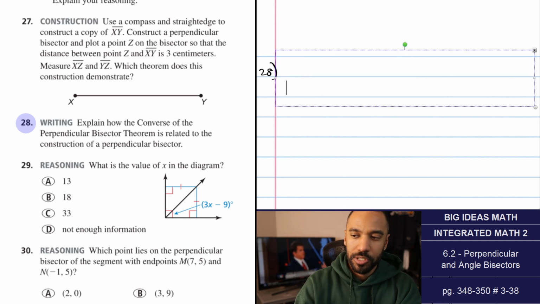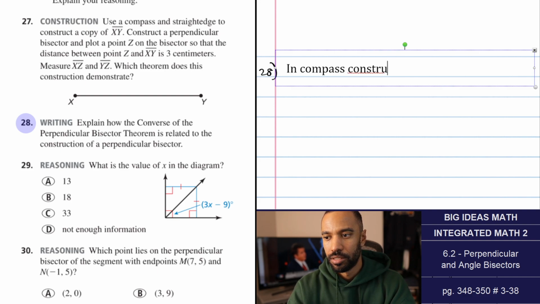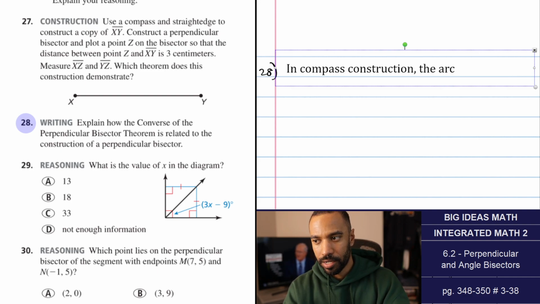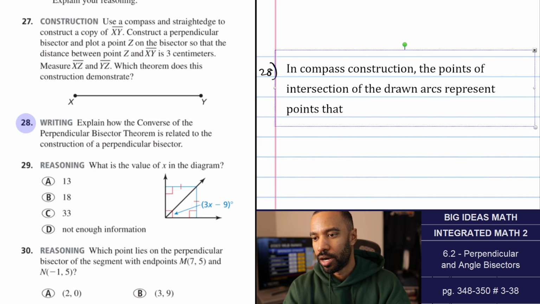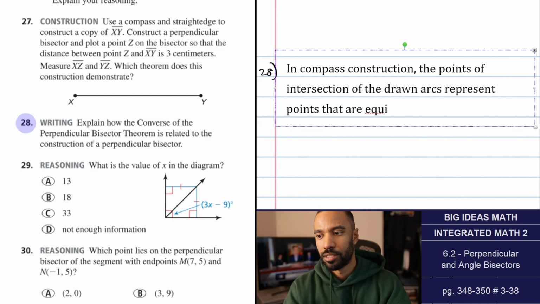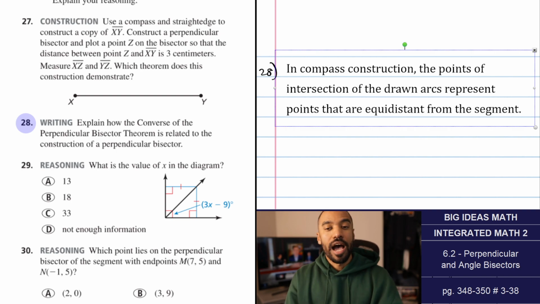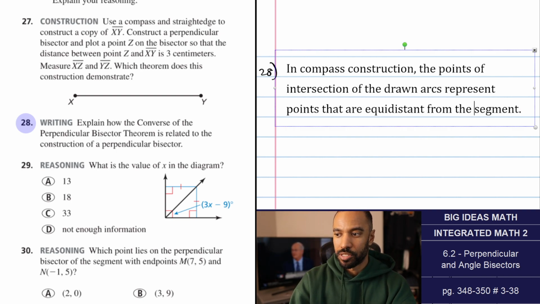When in compass construction, the drawn arcs, the points of intersection of the drawn arcs represent points that are equidistant from the segment's endpoints. Now listen, how could they not be equidistant from the endpoints of the segment?